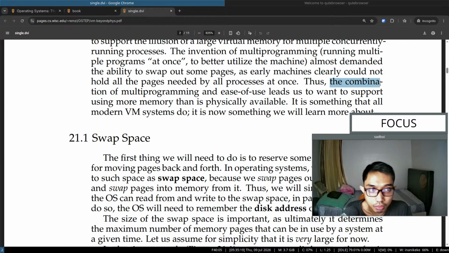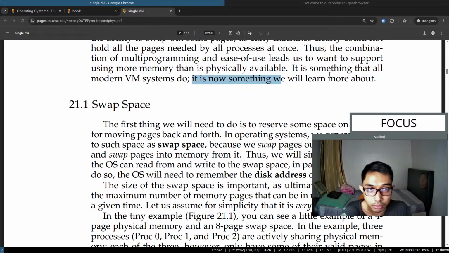Thus, the combination of multi-programming and ease of use leads us to want to support using more memory than is physically available. It is something that a modern virtual memory system does. It is now something we will learn more about.